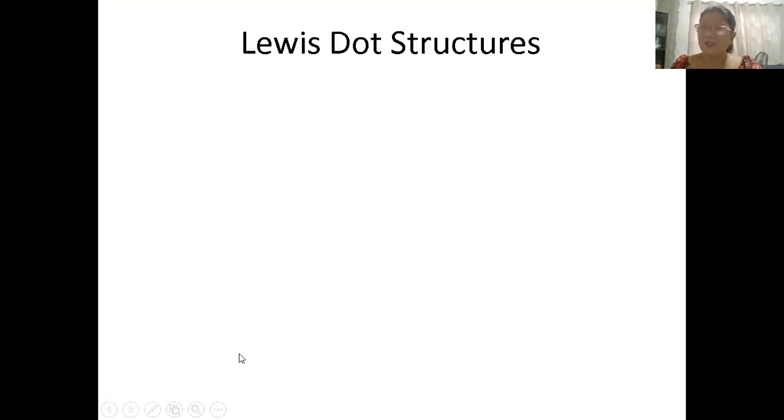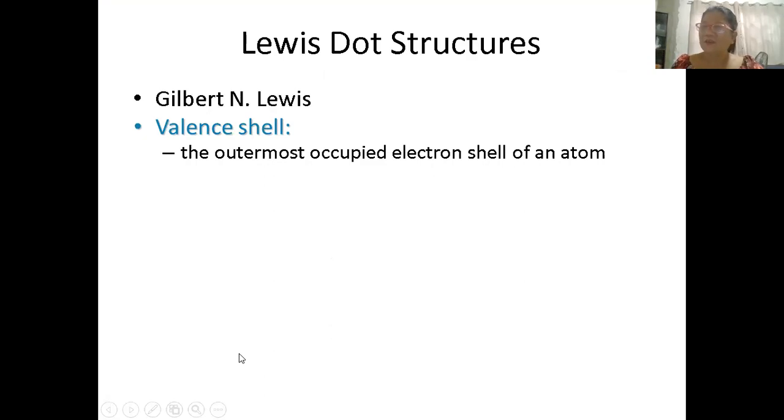Can you still remember the Lewis structure, which was discovered by Gilbert Lewis? Go back to the periodic table. Imagine the periodic table, it is grouped vertically: Group 1A, group 2A, like that. Group 1A means it has 1 electron in the outermost shell.